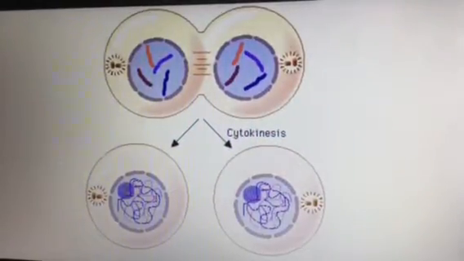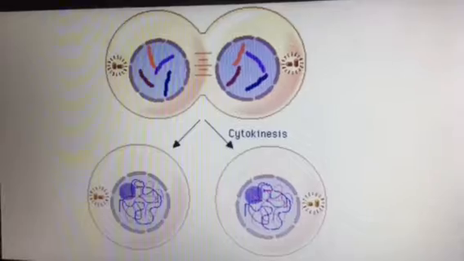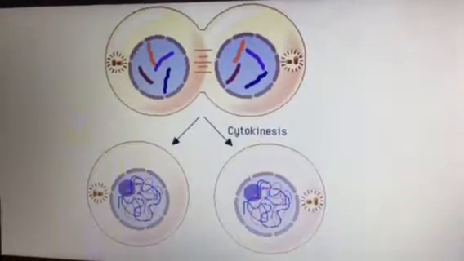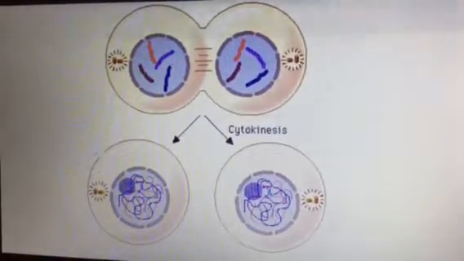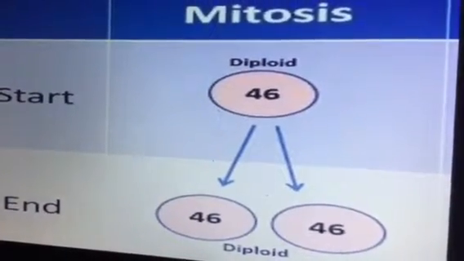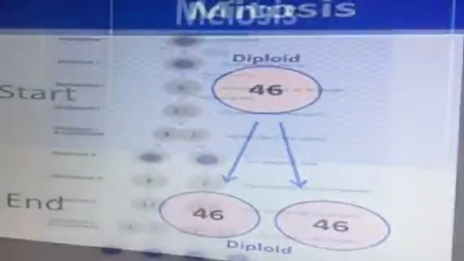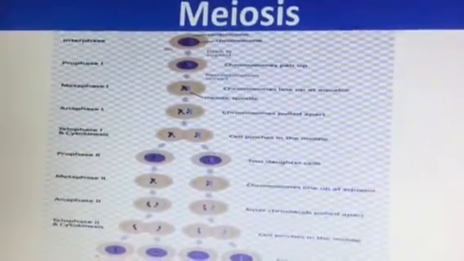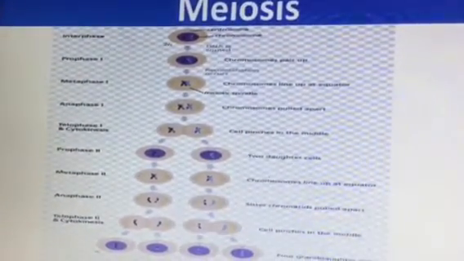After this, the cell splits into two. The process of one cell splitting into two is known as cytokinesis. The two cells are diploid cells because they both still have 46 chromosomes each. Now you know how mitosis works and why it's used.